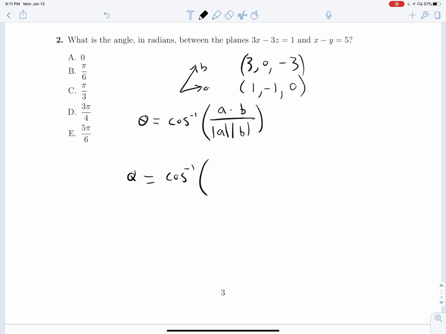Okay, so our dot product between these two vectors is going to be 3. The magnitude of our first is going to be root 18, and the magnitude of our second is going to be root 2. And so we multiply these together. This is root 36, so 6, and 3 over 6 is the same thing as 1/2. There we go. And the inverse cosine of 1/2 is pi over 3.